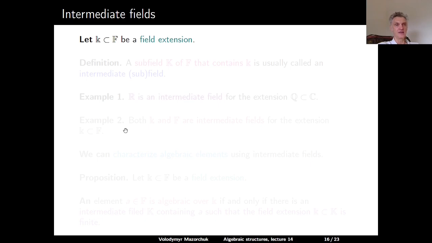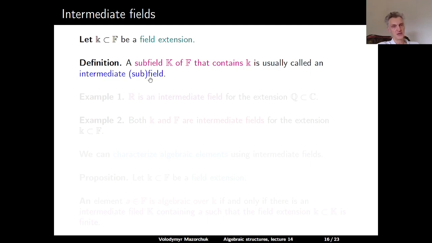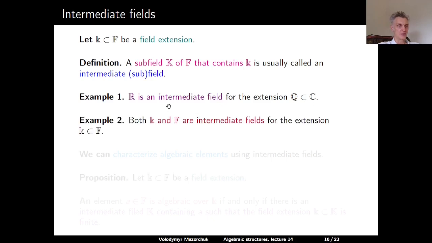Now we can talk about the intermediate fields. Let K inside F be a field extension. Definition: a subfield capital K of F that contains little k is usually called an intermediate field or intermediate subfield. For example, the real numbers is an intermediate field for the extension of rational numbers inside complex numbers. Example 2, both k and F are obvious intermediate fields for the extension of k inside F.